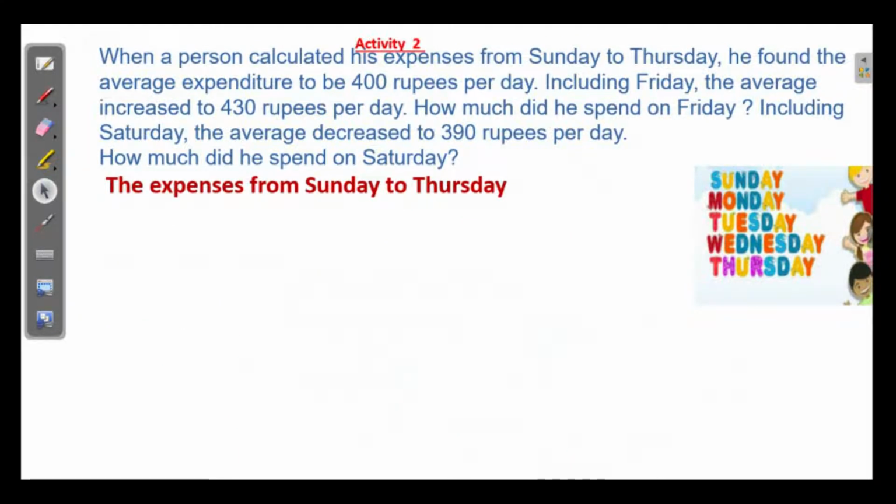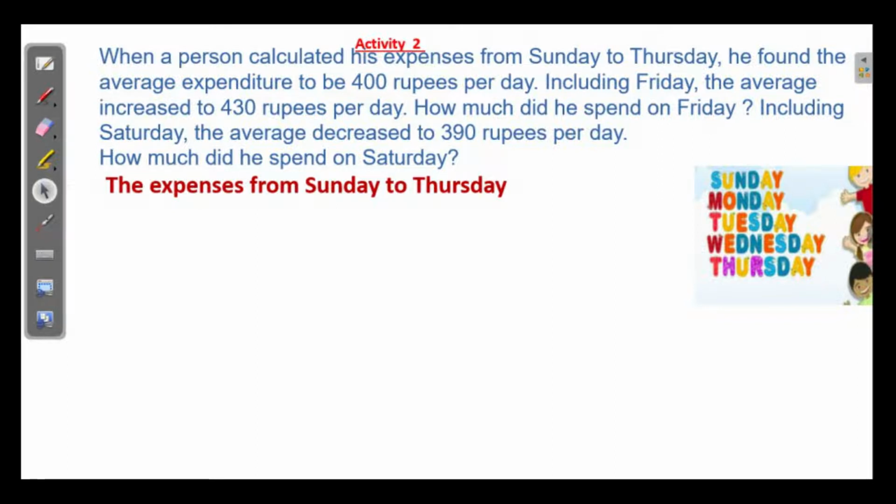The second activity is, when a person calculated his expenses from Sunday to Thursday, he found the average expenditure to be 400 rupees per day. Including Friday, the average increased to 430 rupees per day. How much did he spend on Friday? Including Saturday, the average decreased to 390 rupees per day. How much did he spend on Saturday?